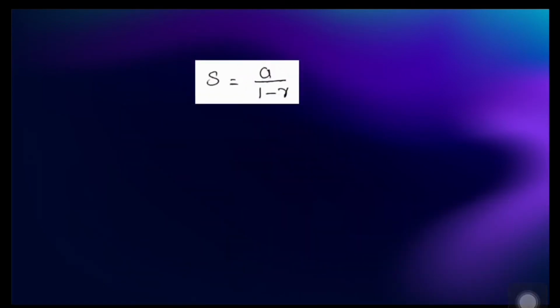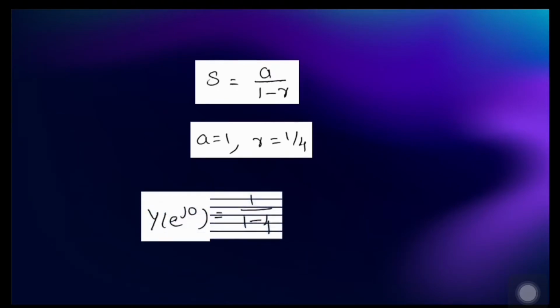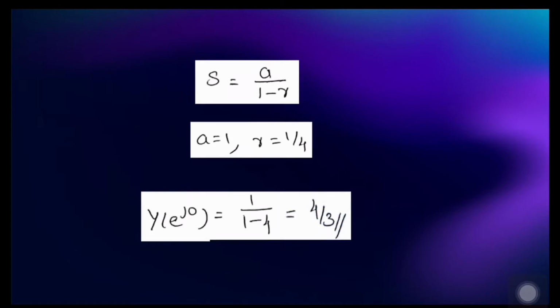In fact, the sum of a geometric progression with an infinite number of terms is defined as a by 1 minus r, where a is the first term and r is the common ratio. Here the first term a is 1 and the common ratio r is 1 by 4. Correspondingly, we get Y of e raised to j0 is equal to 1 by 1 minus 1 by 4, that is 4 by 3. Thus, our answer is option D.